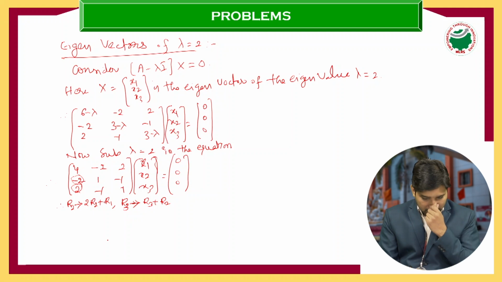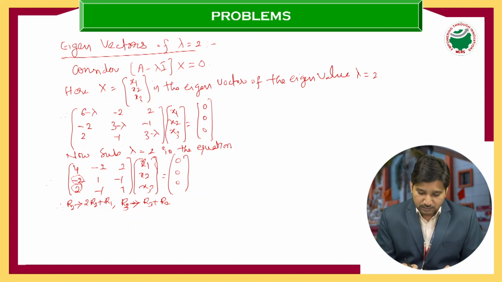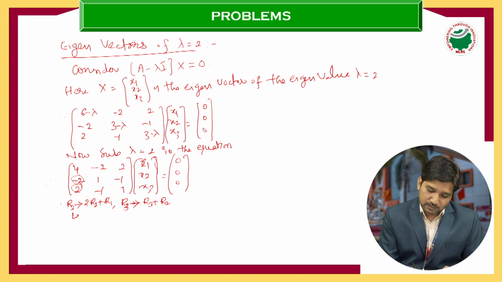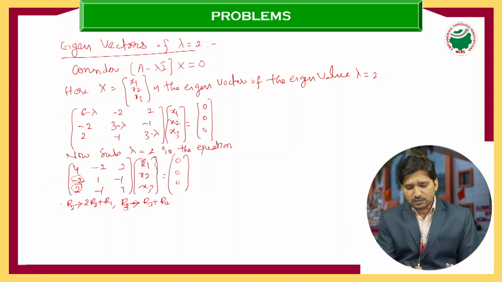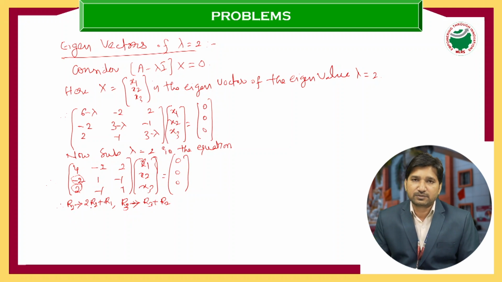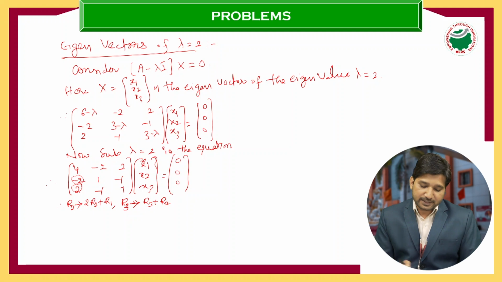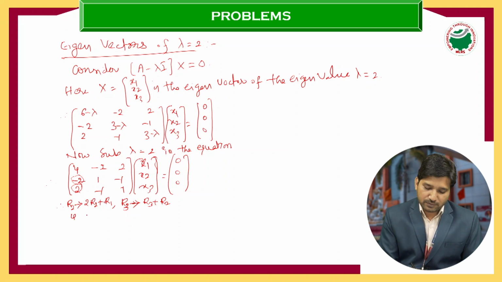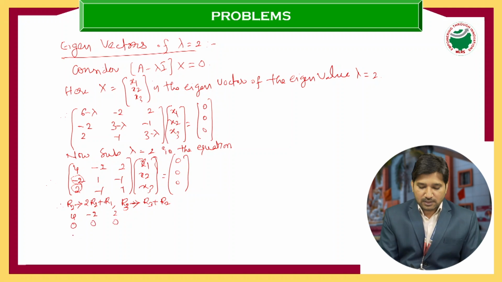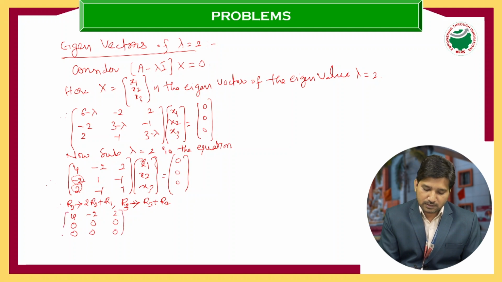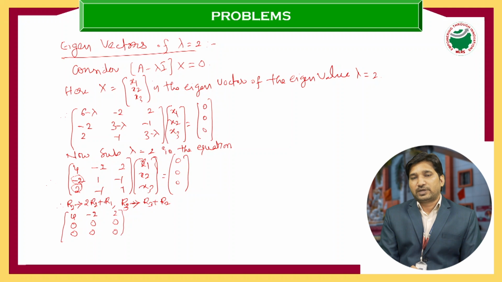Okay, R3 implies R3 plus R2, just adding R3 plus R2. So using this row transformation on the above matrix, the first row is 4, minus 2, 2, the second row is 0 0 0, and the third row is also 0 0 0 using the row transformations.